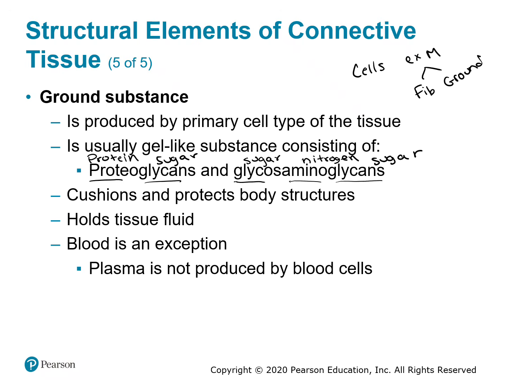Okay? These cushion and protect your body. They hold a lot of fluid. And like I said, blood is the exception. Plasma, when you're separating blood, you have that layer, then you have your buffy layer. You can't see that buffy layer. Let's say that's right there. And then you have your plasma layer. That plasma is not made by those red blood cells. That is just different blood particles, okay?